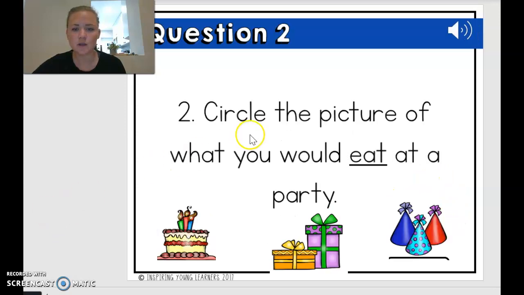Number 2, circle the picture of what you would eat at a party. Look at the pictures. Go ahead and say out loud what you would eat at your party. Say it out loud. Good, you should have said cake. I would eat cake at my party. Actually, I would eat chocolate cake. You can add that in too. Good. We wouldn't eat presents. Hopefully not. And we wouldn't eat party hats.